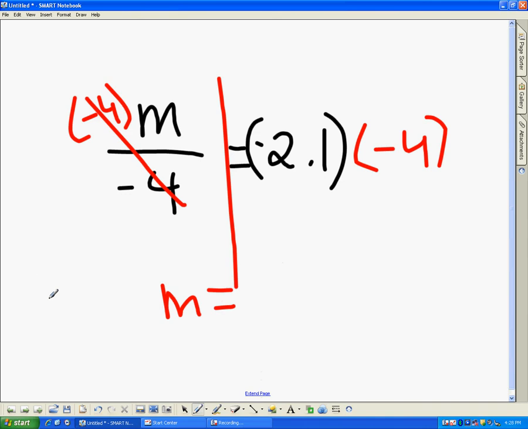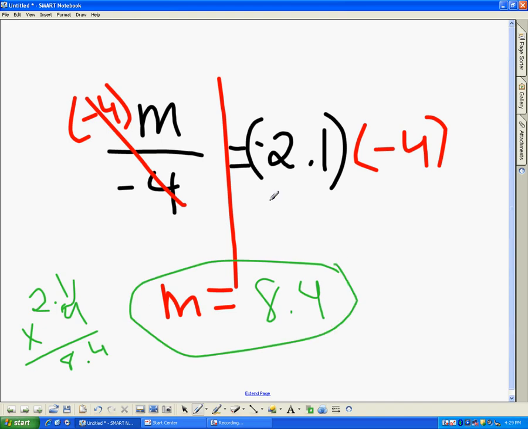So I'm going to do a little bit of math over here off to the side. 2.1 times 4, and I end up with 8.4. So m is equal to 8.4. And again, it's positive because it's a negative times a negative.